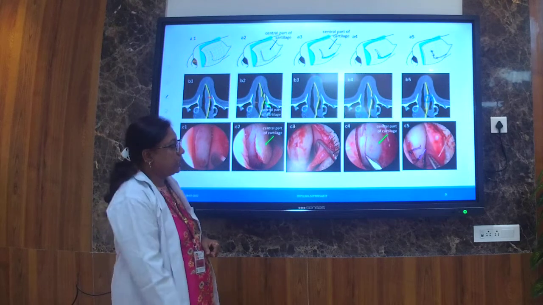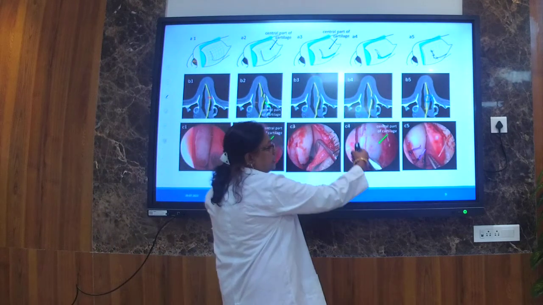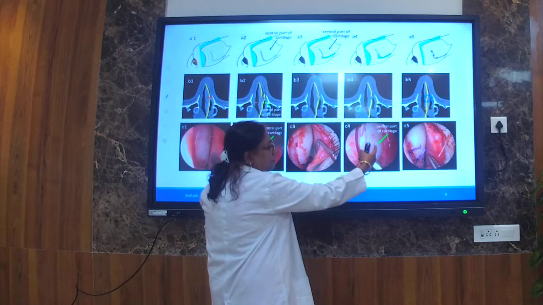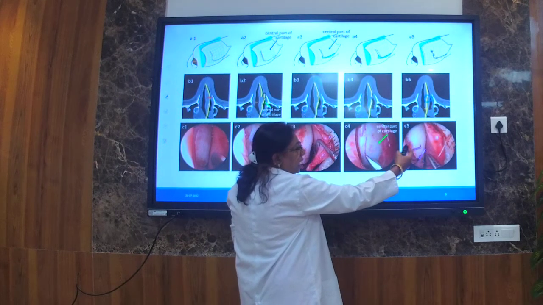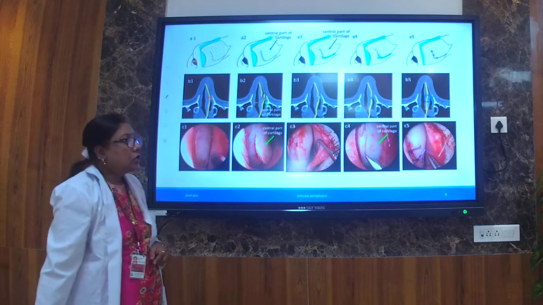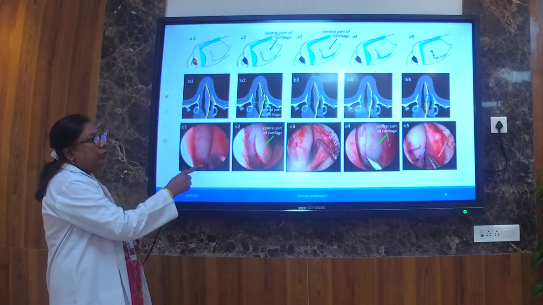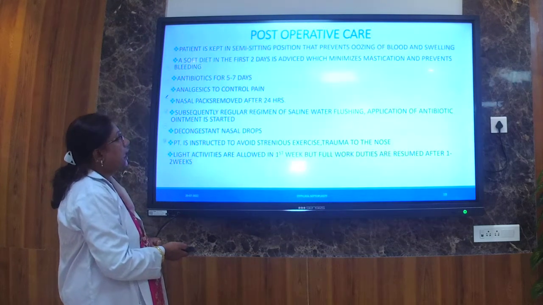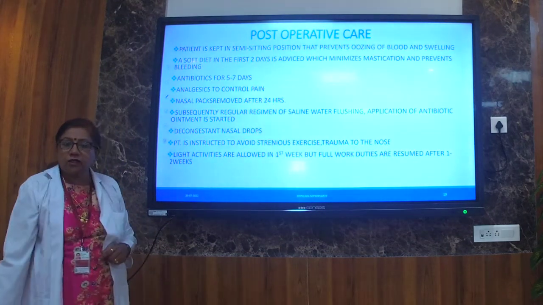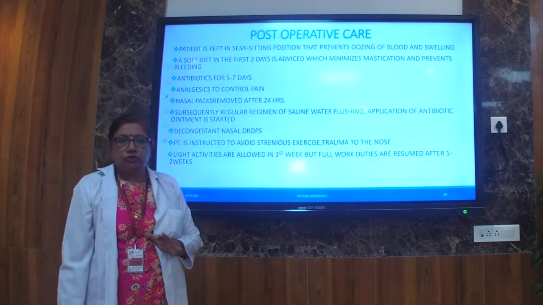And now if you see in this, we are cutting this, removing the central part which is deviated, and again repositioning it and taking the suture. So this is how you do the septoplasty, okay? So we'll go to the next slide. Now what post-operative care should we take?